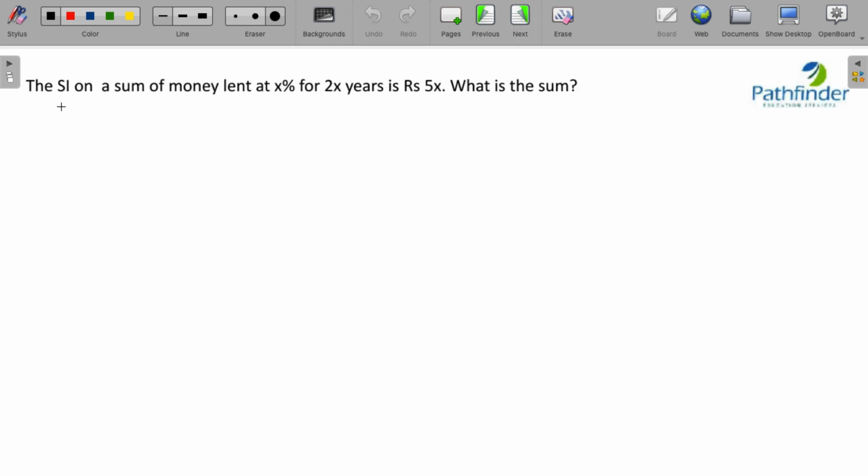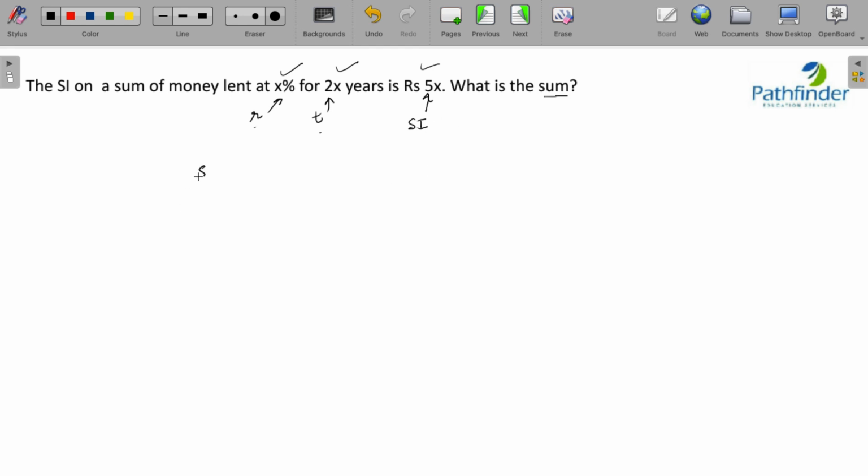So the first question: the simple interest on a sum of money lent at x% for 2x years is 5x. What is the sum of money? Don't be afraid of these words like x%, 2x years. Just look at what they represent. x% is the rate. Time is 2x years, so this represents T. And this represents the simple interest.